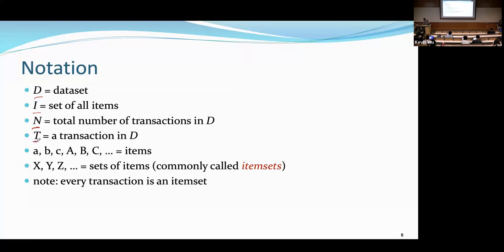Let me use T to represent a particular transaction in the data set. Let me use A, B, C, either capital or lowercase letters, to represent each item. And we also use X, Y, Z to represent an item set, or set of items. Notice that every transaction, as we have previously mentioned, is just a collection of the items that were bought by a particular customer. Therefore, every transaction in a data set is considered an item set. It's just a set of items.